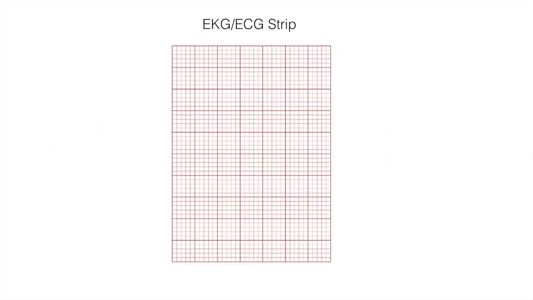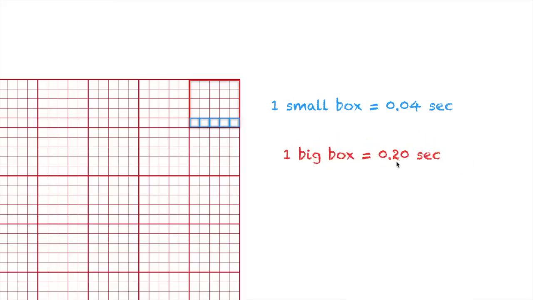efficient. So this is your typical EKG strip. In an EKG strip, we have a big box. And inside a big box, we have 5 small boxes. Each small box is equal to 0.04 seconds. And so if in a big box there are 5 small boxes, that means that one big box is equal to 0.20 seconds. But really, as long as you know that one small box is 0.04 seconds, we're good to go. So let us get on with our 6-step EKG interpretation.